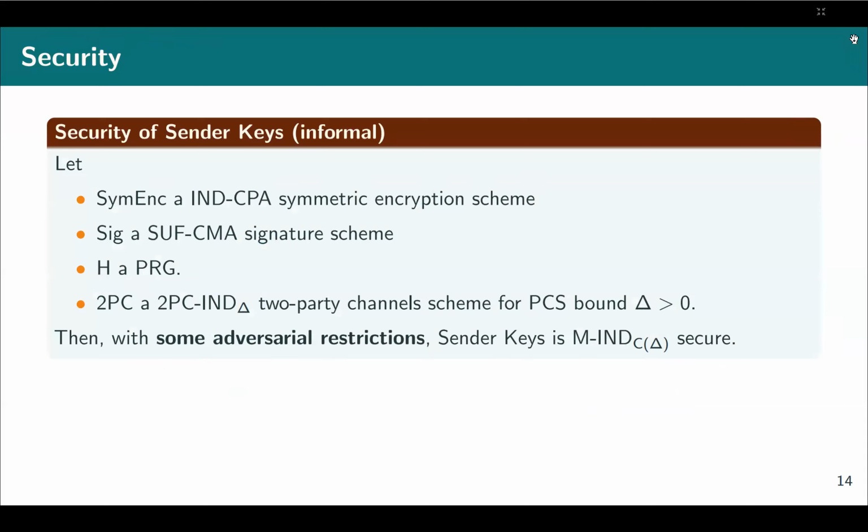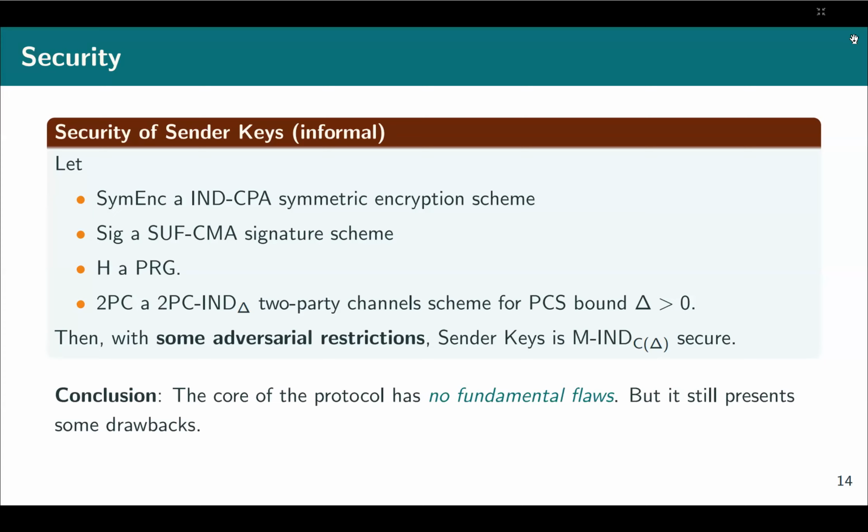So with this, we arrive at our main result, which is our security proof theorem. Essentially it says that if we assume standard security of the cryptographic building blocks that are used in the protocol, then we can actually show that Sender Keys is secure. But to do this, we need to put heavy restrictions. Maybe not so heavy depending on how you look at them, but a few restrictions on the adversary that are definitely not needed or should not be needed.